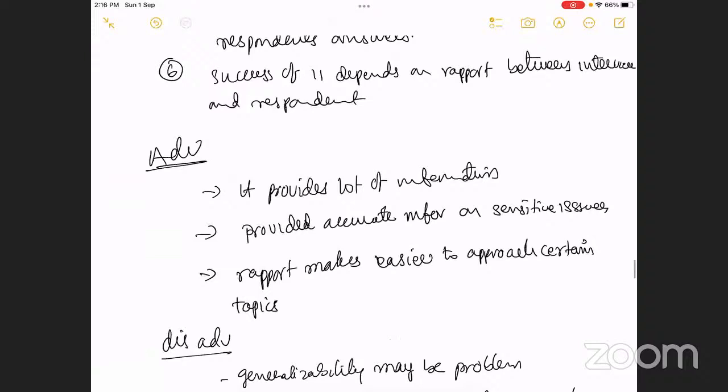So what are the advantages of the intensive interview? It provides a lot of information. It provides accurate information on sensitive issues also, because it is a one-to-one interview. They can open up and give you sensitive information. Rapport makes it easier to approach certain topics. If you have a rapport with the respondent, they will give you information. Otherwise, they won't, because if they don't trust you, they won't give proper answers.